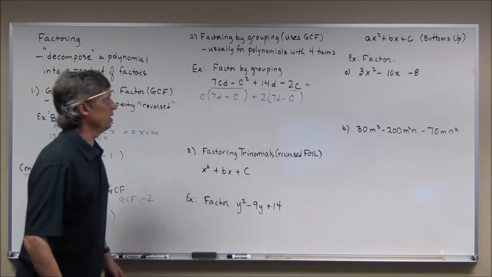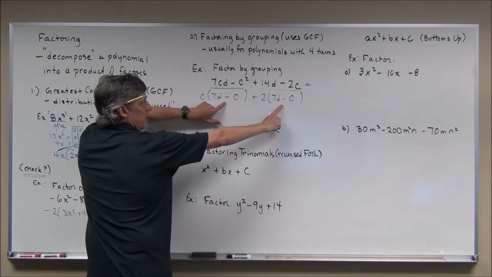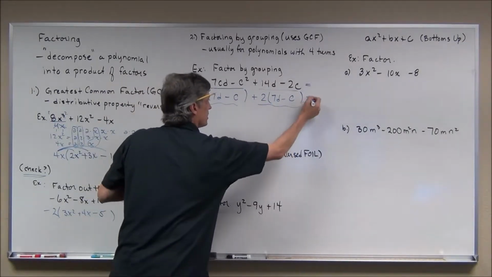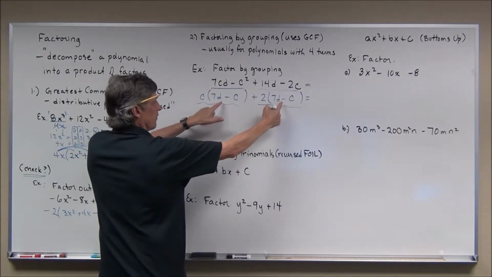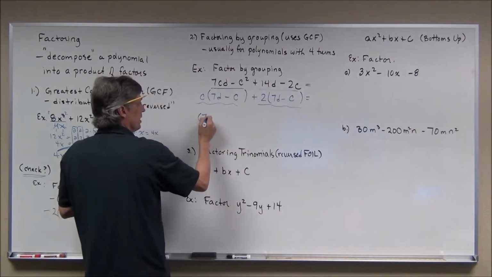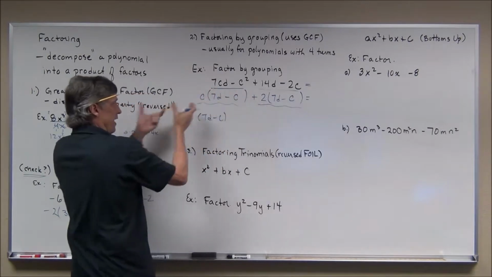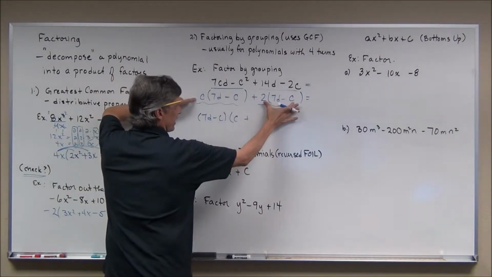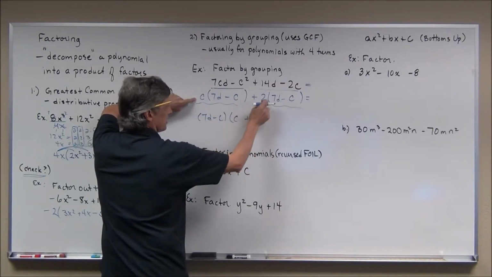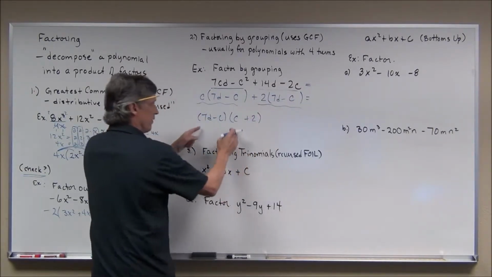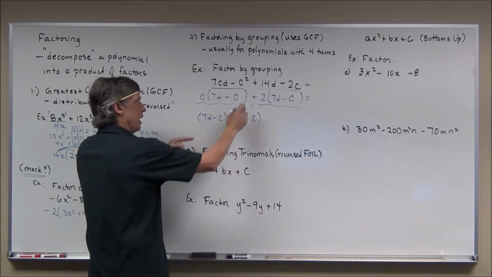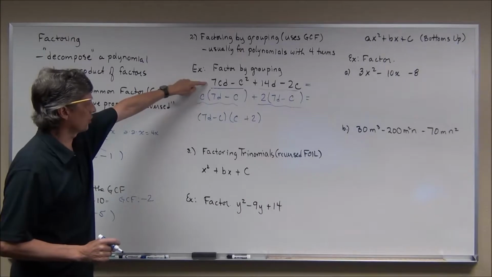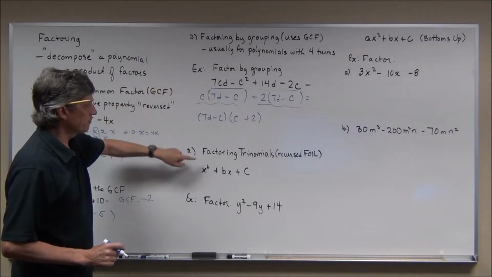And hopefully you can tell why I'm doing this, because now I have a greatest common factor of this binomial, 7d minus c. 7d minus c gets factored out of both, that leaves c here, plus, if I factor the 7d minus c out of this, that leaves the 2. If I was to do FOIL on this, I should get back to here. I might not have the terms in the exact order, but I should get right back to where I started. So that's a good check.